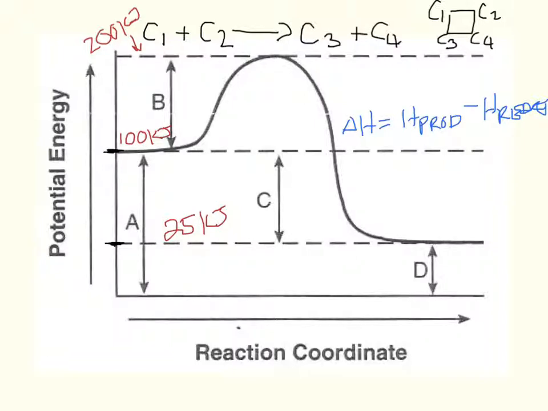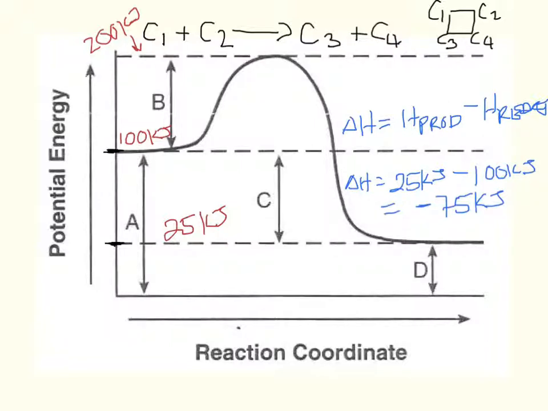So let's put that in real quick. We're going to put in delta H equals 25 kilojoules. And then from that, we're going to subtract our heat of reactants, which is this number right here. And so we have to put in 100 kilojoules. And when we do the math, we can see that it's minus 75 kilojoules. Right? Now, minus 75 kilojoules is the heat of reaction, delta H of the reaction.